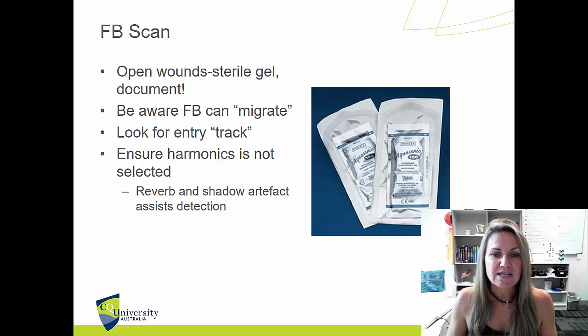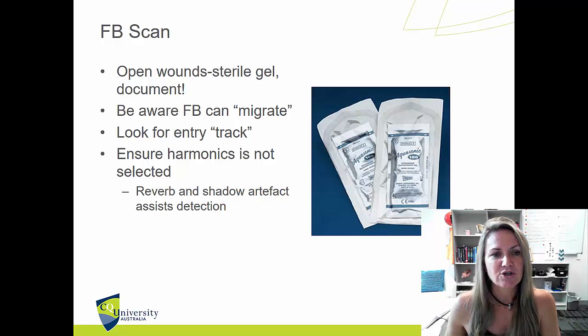The track is going to be usually a fluid-filled track, so hopefully you realise anything that's going to be fluid-filled is going to be hypoechoic, and you'll be looking for that as a hypoechoic. Sometimes you'll get a bit of a halo around the foreign body as well, so you're looking for that to aid in the detection of the foreign body.